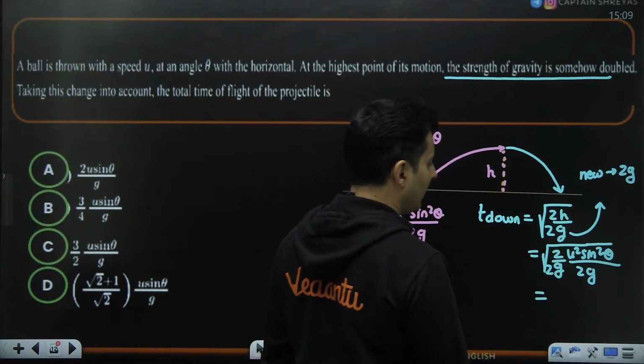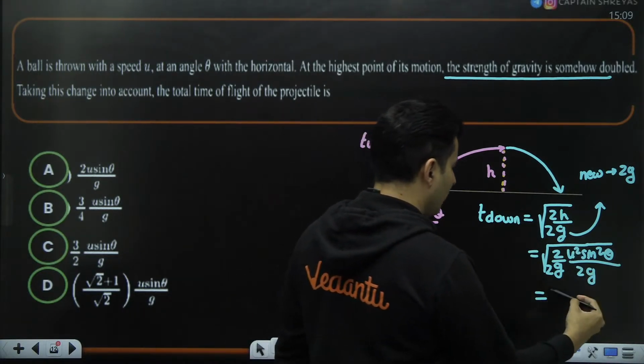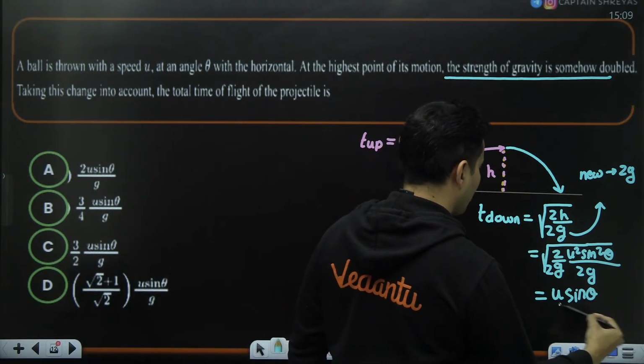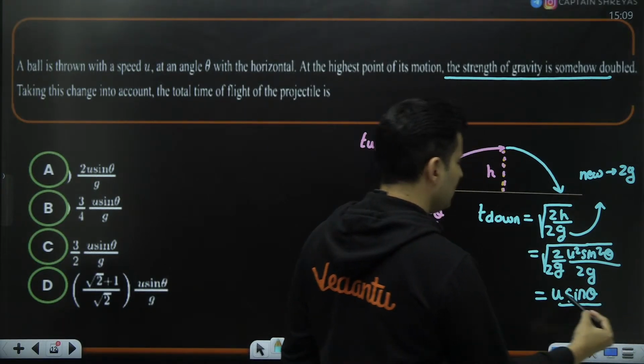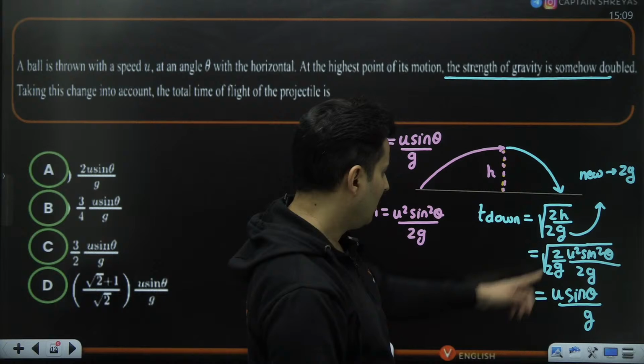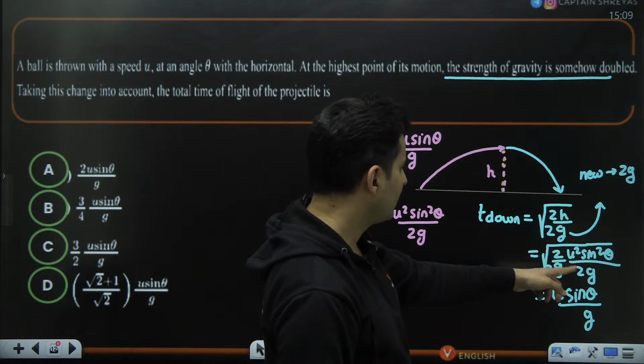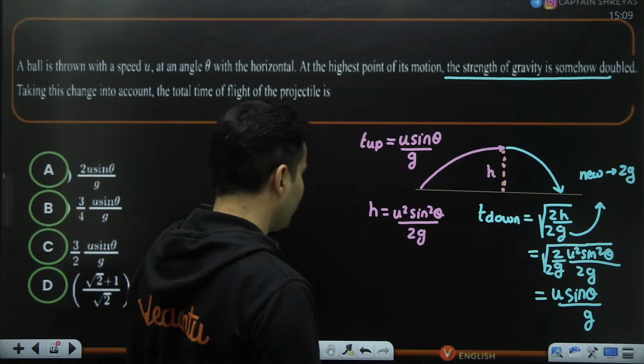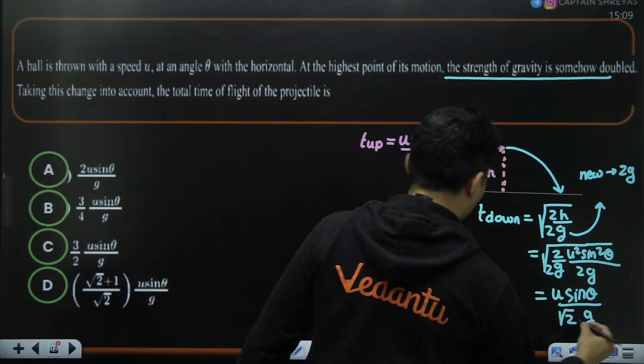Just check this out, what will happen. U square's root is u. Sine square's root is basically sine theta. G square's root is g. This 2 will cancel with this 2. Only one 2 will remain. So only one root of 2 will remain, guys. One root of 2 will remain.